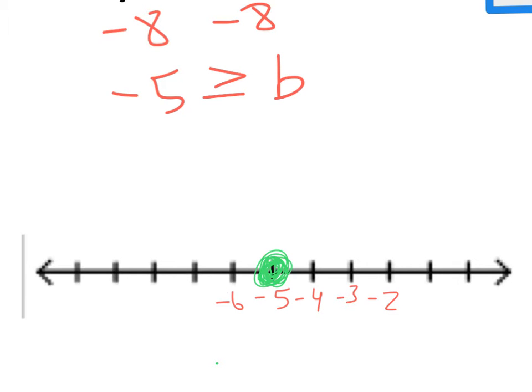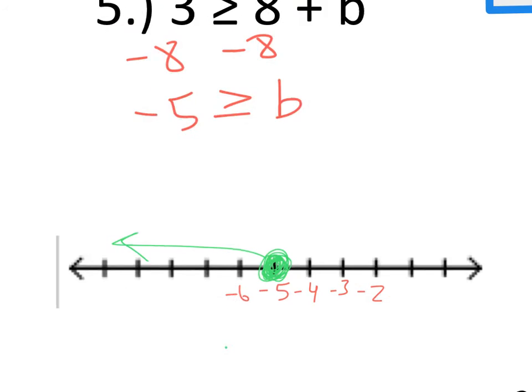Next, we need to take our test points to see which way the ray is going. So to do that, I'm going to take negative 6 and negative 2. Well, if I take negative 6 and plug it in for b, notice that it says negative 5 is greater than negative 6. That's true. If I take negative 2 and plug it in, negative 5 greater than negative 2? No, not true. So this ray has to go this way.